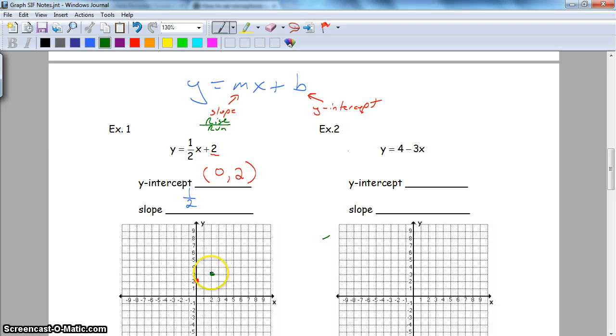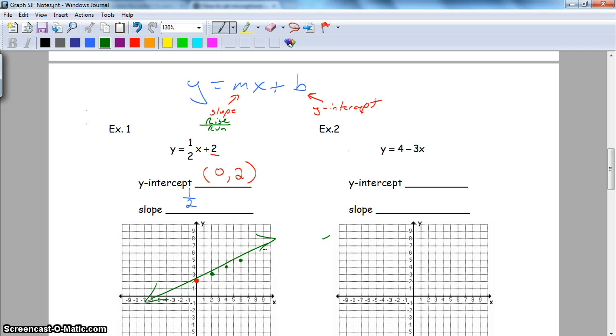Now, double check yourself. Our slope is 1/2, which is positive. Is my line going to be a positive slope? Yes. If I go up 1, right 2, you can see this is a positive slope. Now I want you to make at least three points. You see that I made 4. And then go ahead and draw your line.